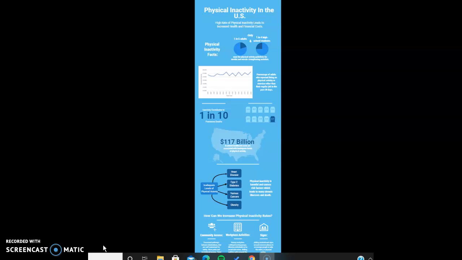Typical infographics have a long and skinny format like seen here for easy readability through scrolling, as infographics are typically found online.